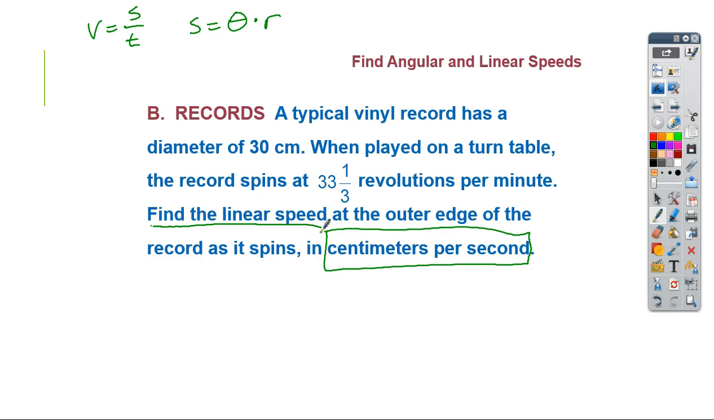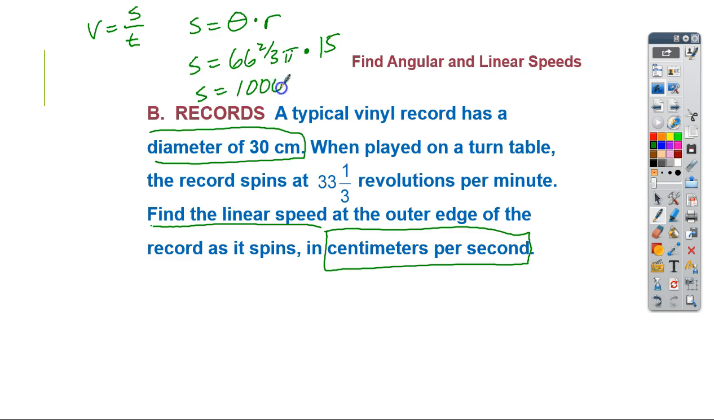So let's talk about s. I always want to find s first. In our previous example, we found out that my theta was 66 2/3 pi. So I'm just going to reuse that. But what's my radius? You come down here. Oh, look, it says it's 30. No, it's not. My diameter's 30. So what's my radius? 15. And this is the beautiful part about why I don't like trying to find decimals right away, because 66 2/3 pi times 15 is a nice, happy 1,000 pi.